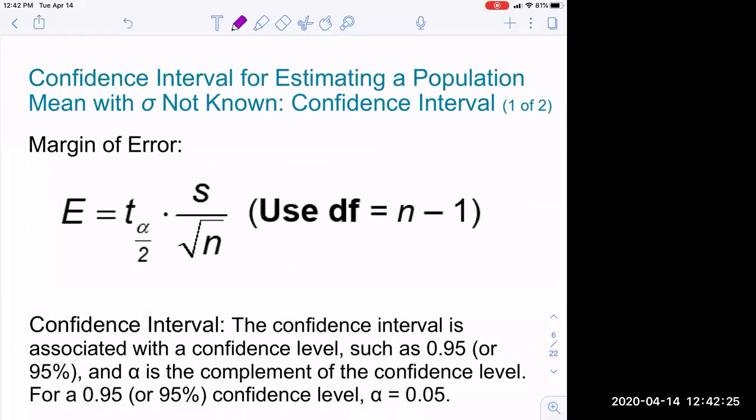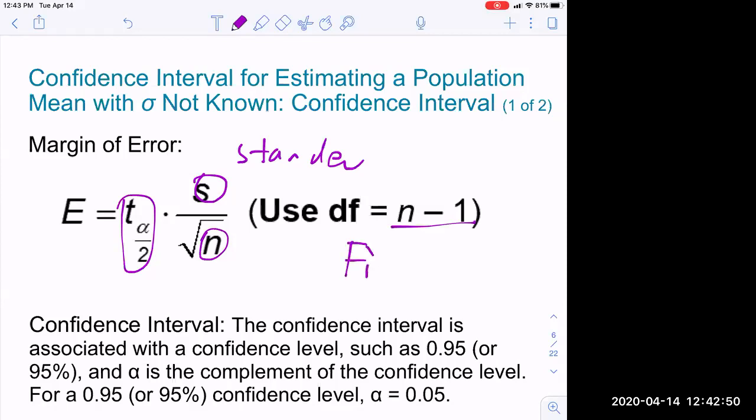Okay, here's the margin of error. Notice what's in this. It's that t-score that we have to learn to find yet. We've got our sample standard deviation, and we have the square root of the sample size. Now, this n minus 1 degrees of freedom is going to help us find the t when we get to that.